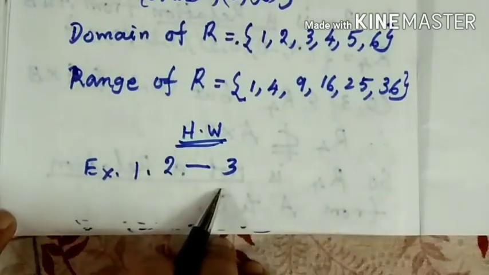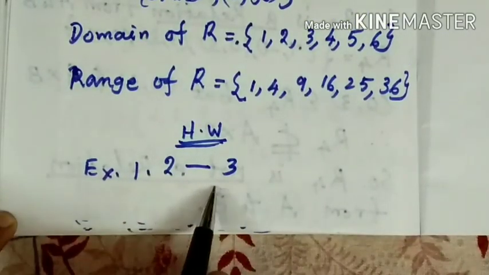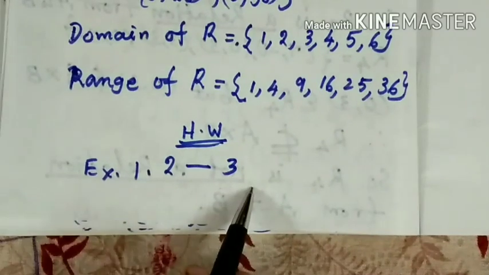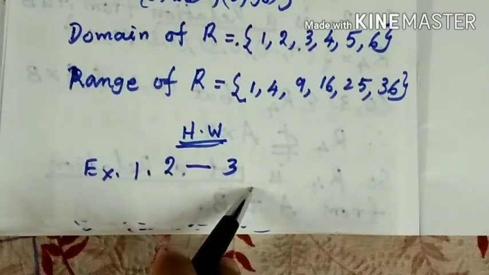So R4 is not a relation from A to B. Okay students, today's homework is exercise 1.2 third sum alone. Keep doing and keep on doing. Thank you.